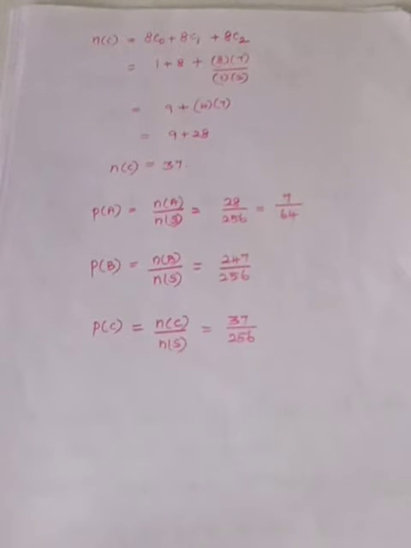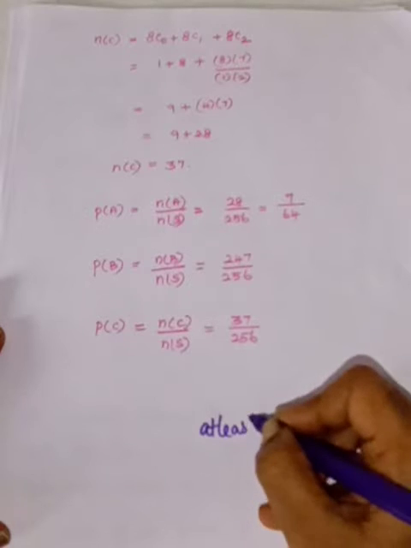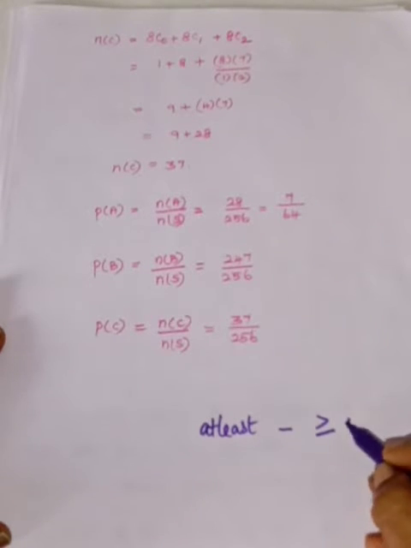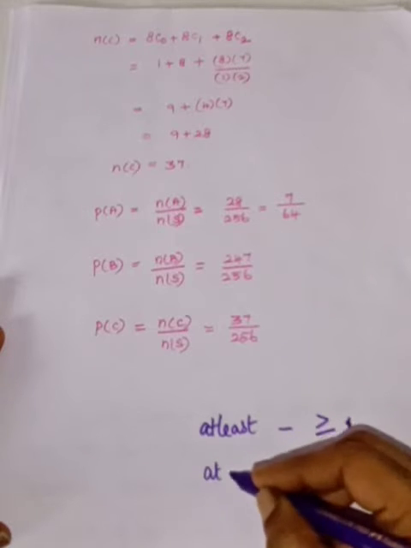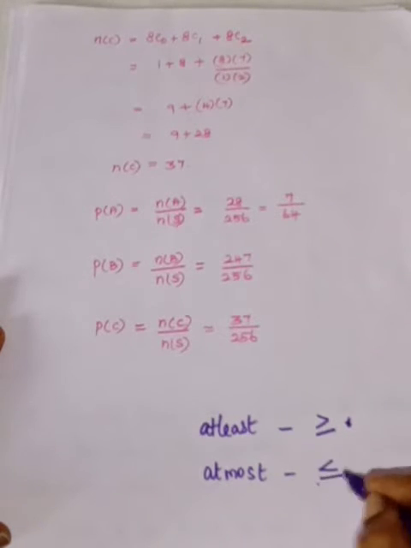So 37 by 256. So you have to understand, if at least comes, you have to use the symbol greater than or equal to. So at least means you have to use the symbol greater than or equal to. At most means you have to use the symbol less than or equal to.